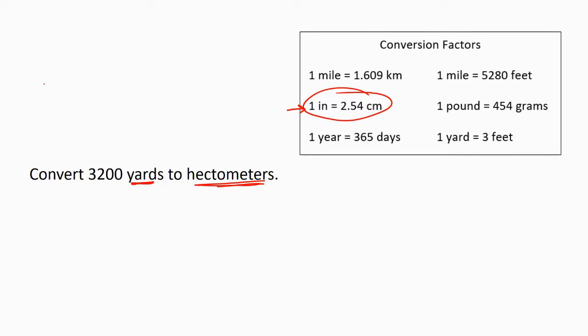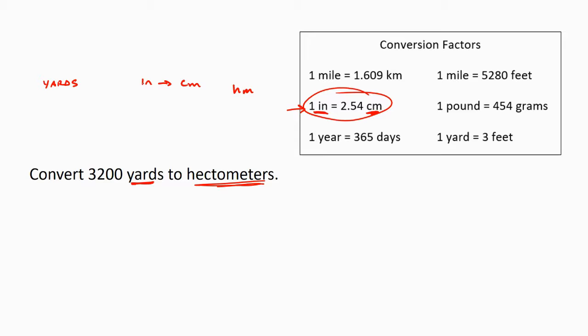Now let's put together a plan here. We have yards, and the overall goal is to get into hectometers. With this in mind, we picked a conversion factor that has inches and centimeters in it. That does mean that, if we're starting in yards, somewhere in there we're going to be going from inches to centimeters. And now let's put together the rest of the plan.